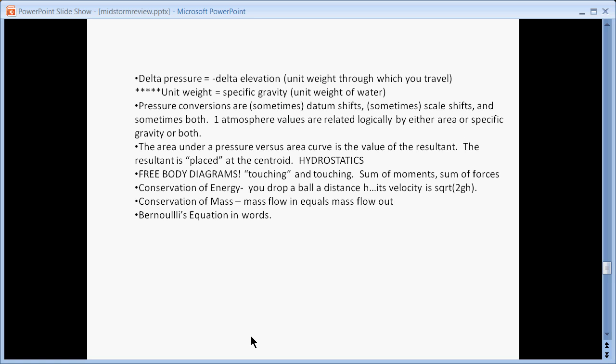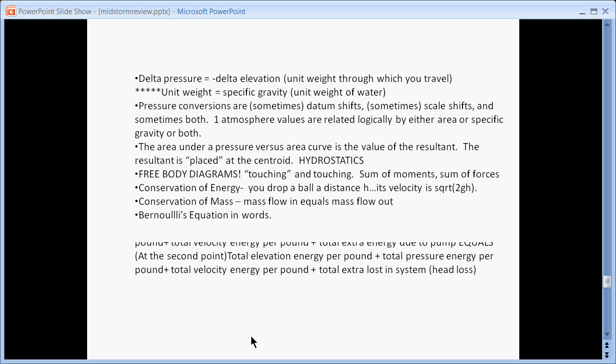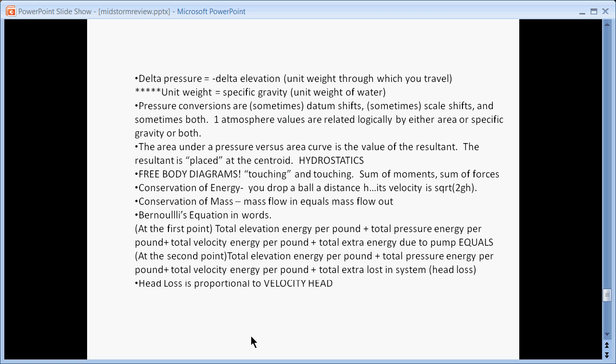Bernoulli's equation in words: the elevation energy per pound of material plus the pressure energy per pound of material plus the velocity energy per pound of material plus the head of the pump equals the same plus some head loss. And there you go. Head loss finally is proportional to velocity head.